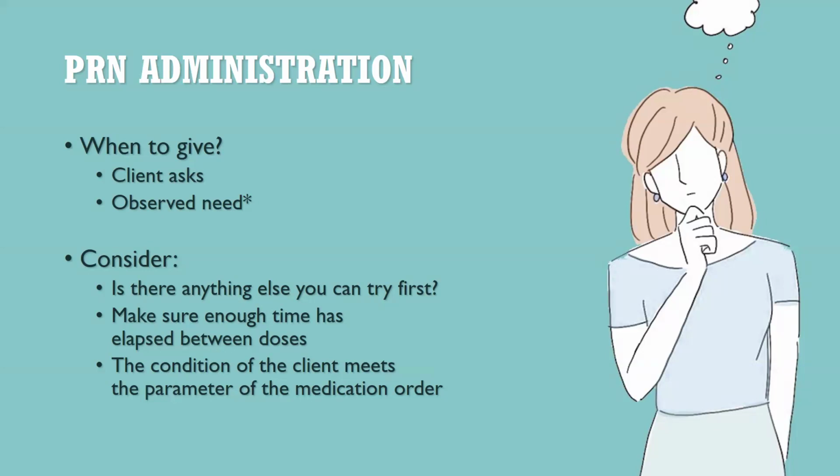And then the other portion to consider is whether the condition of the client meets the specifications of the order. If, say, a client's having trouble falling asleep, and they are requesting Ativan, you wouldn't give Ativan for sleep unless the order is for sleep. If the order is for anxiety, you wouldn't write down that you're giving Ativan for sleep. You would write down that you're giving Ativan for anxiety. And it could be anxiety related to sleep or not being able to sleep, but you want to make sure that the reason you're giving the medication is matching what is on the order.